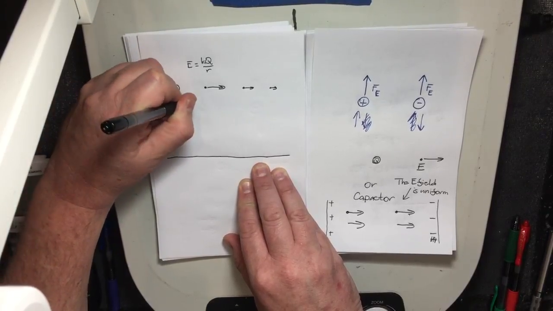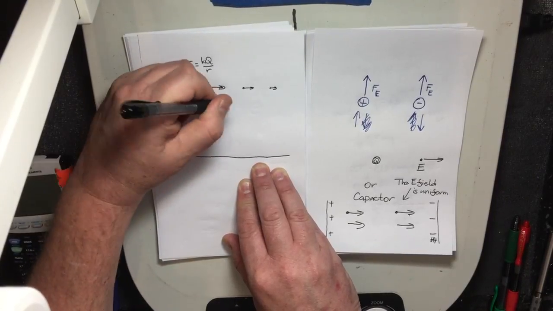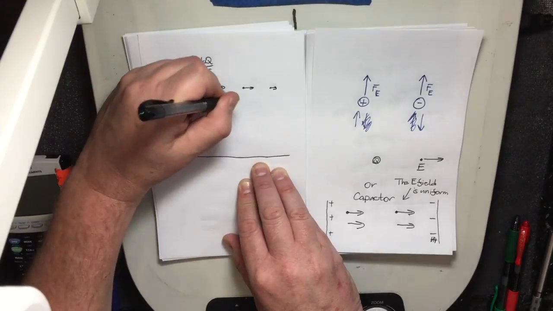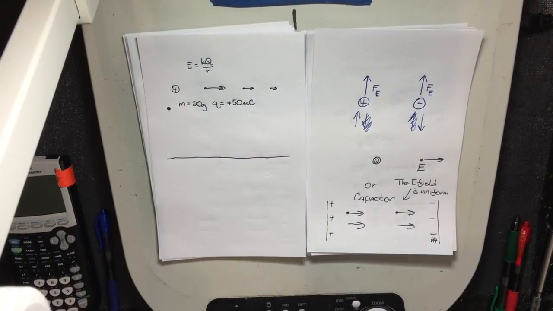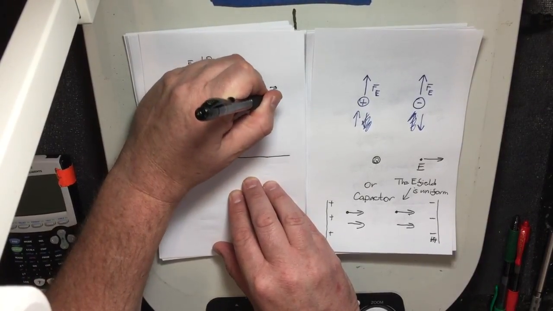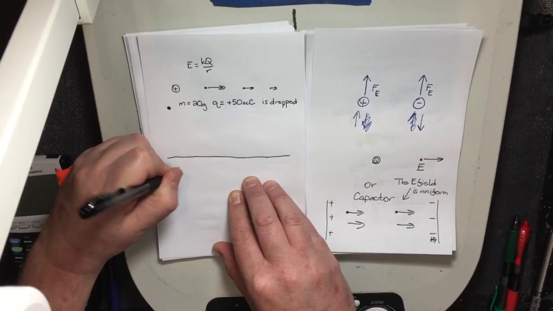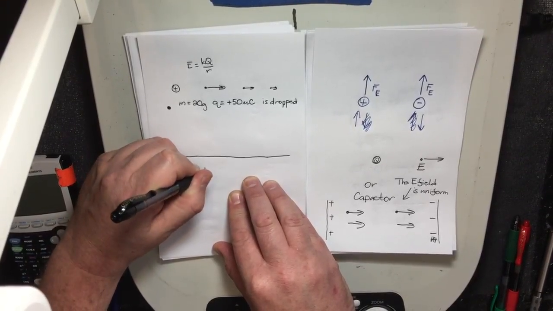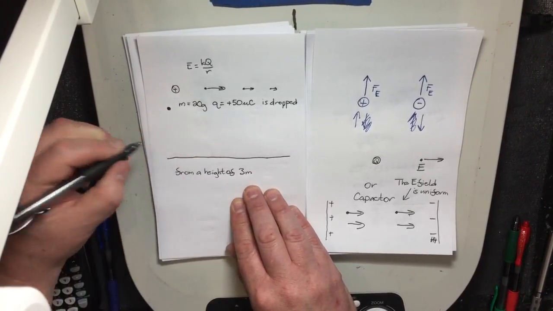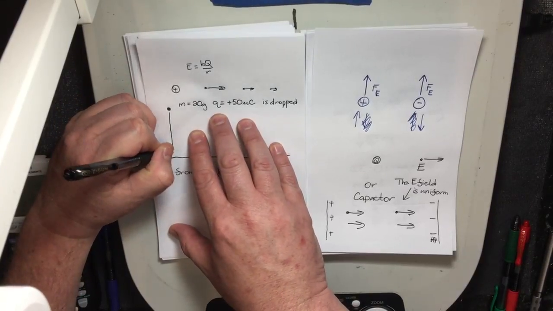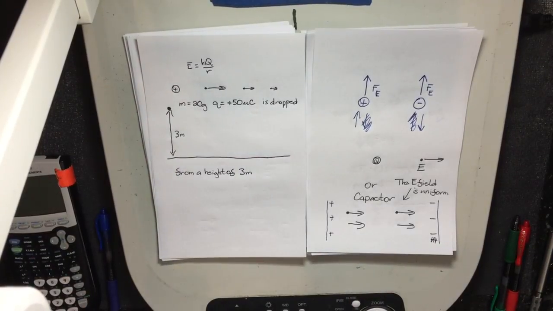So we have a mass. It is 20 grams. It has a charge of positive 50 microcoulombs. It is dropped from a height of 3 meters. So this distance here is 3 meters.